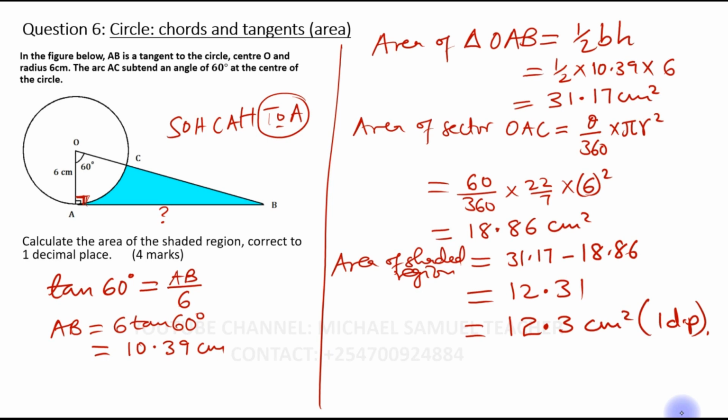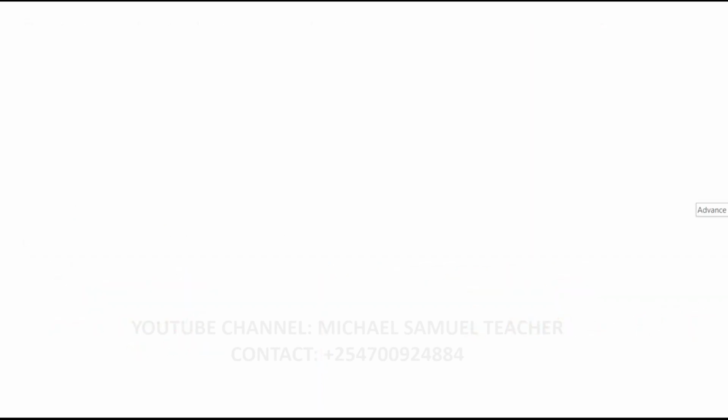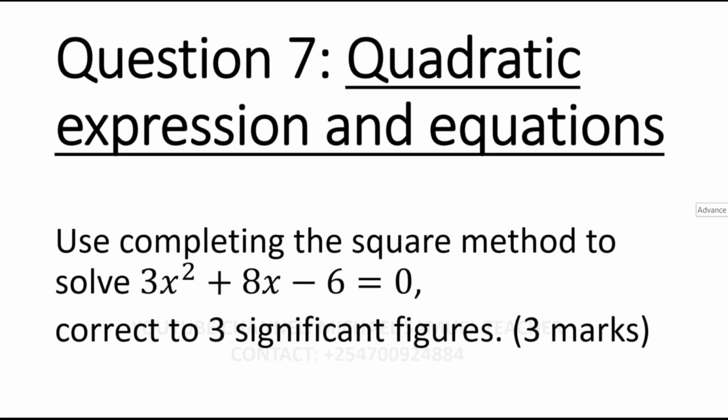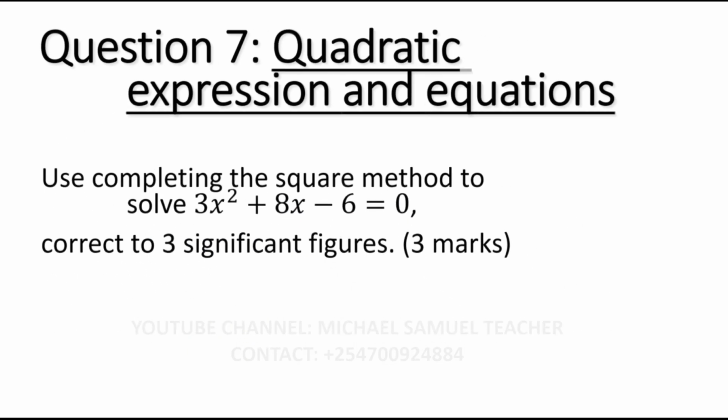Now we move on to question 7. Question 7 comes from the topic of quadratic expressions and equations. And the question is, we use the completing the square method to solve 3x squared plus 8x minus 6 is equal to 0, correct to 3 significant figures, and that is 3 marks.